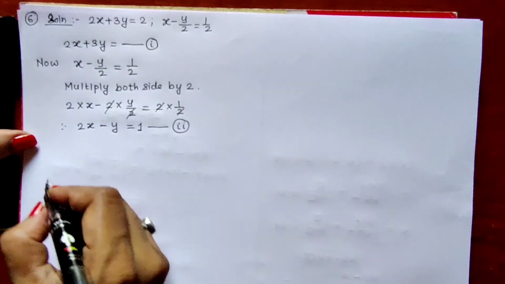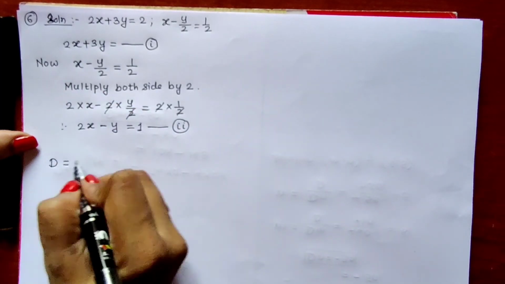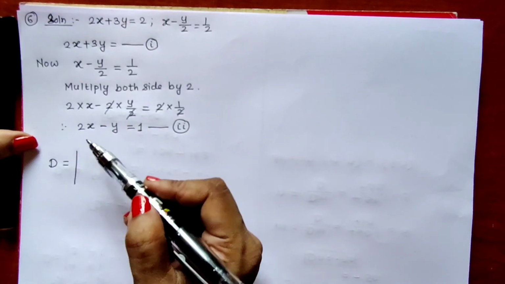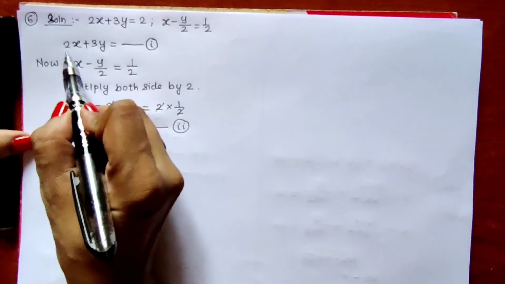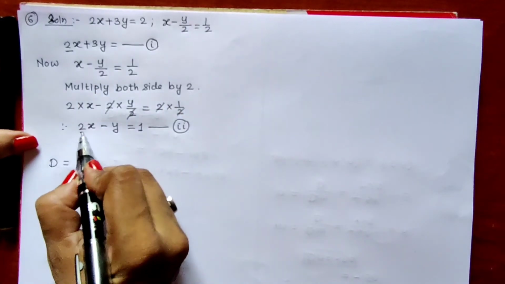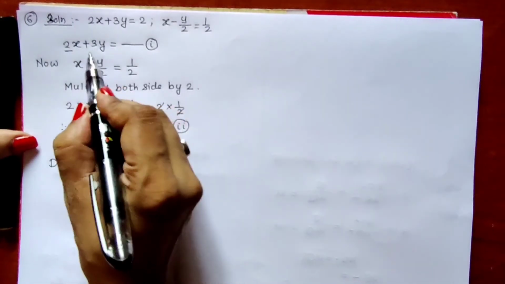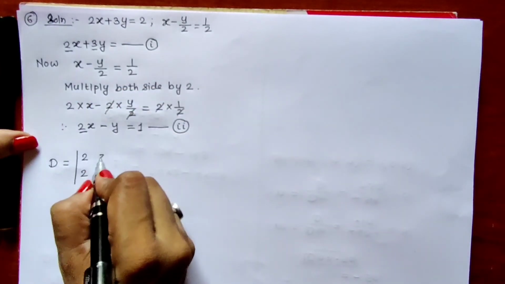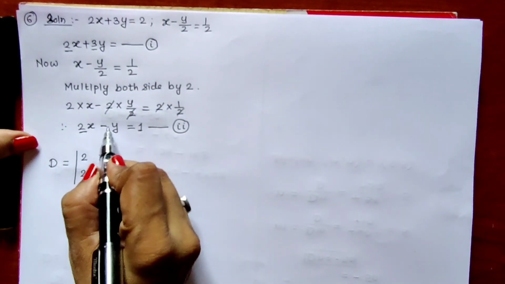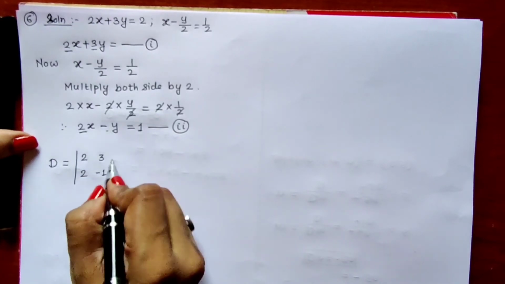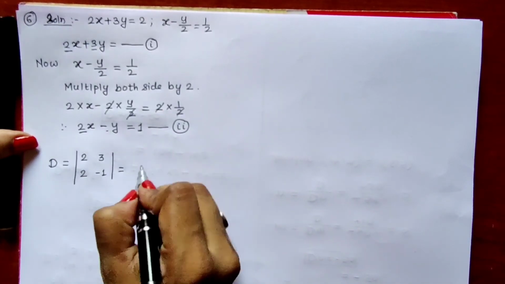So let us first write D. D is the determinant having coefficients of x and y. So here coefficient of x is 2. Here also coefficient of x is 2. 2, 2. Here coefficient of y is 3. And here coefficient of y is minus 1. Nothing is there means 1 is there always. So here it is minus 1. Now cross multiply and solve.